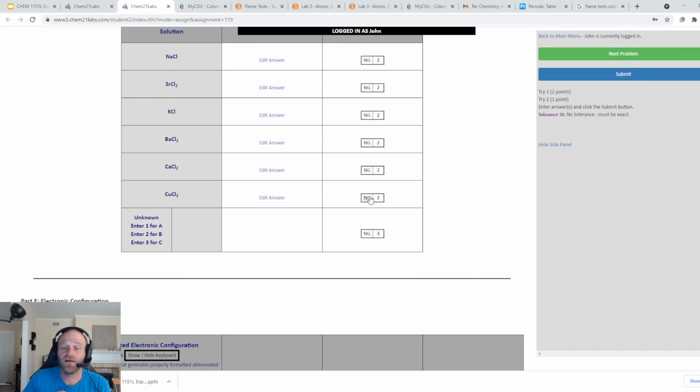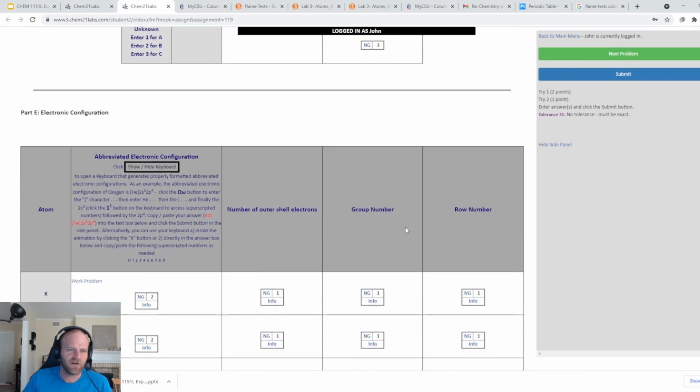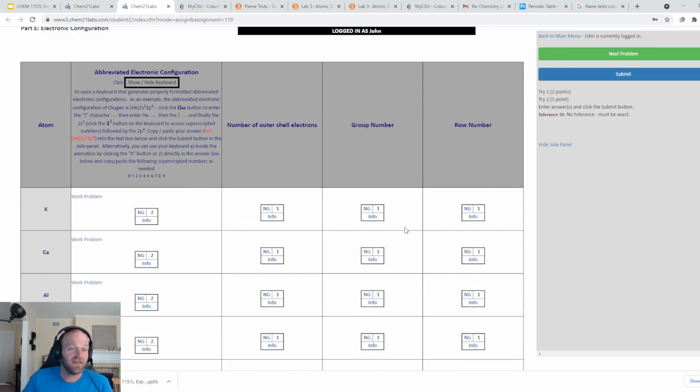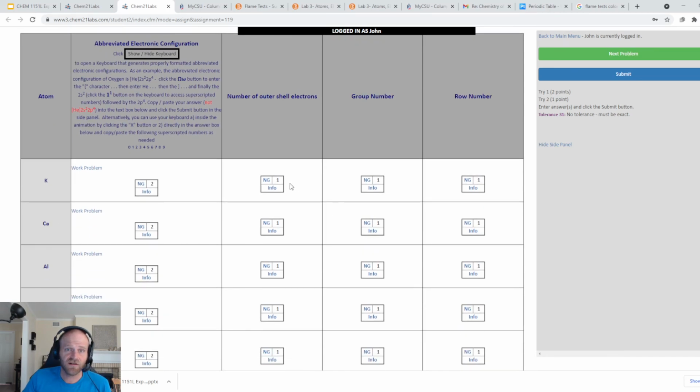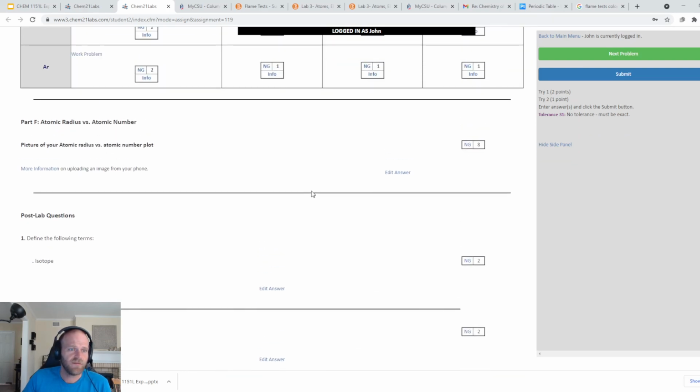It really doesn't even matter what you put. If you want to put 1, 2, or 3, it might say it's wrong. Just take it, and I'll fix that when I go back and grade. And then the electron configurations, the number of outer shell electrons, group number, row number. I think you should be good there.